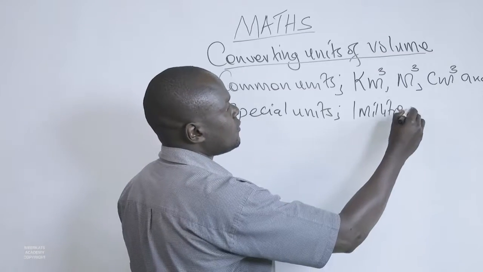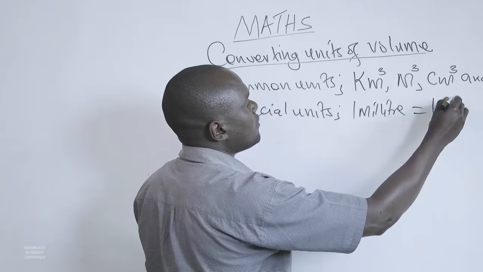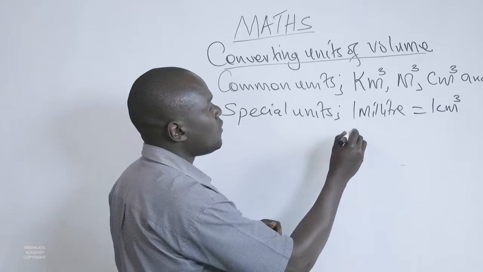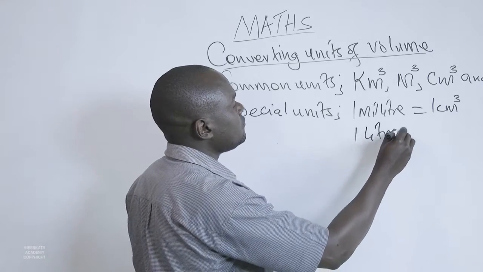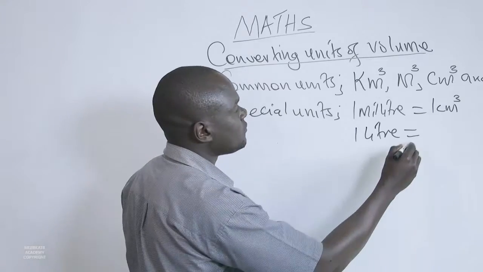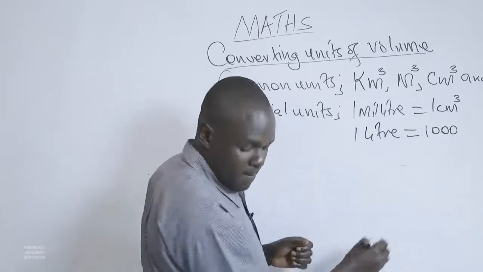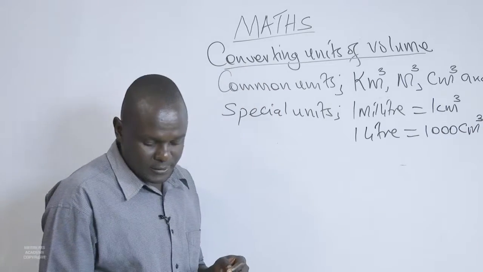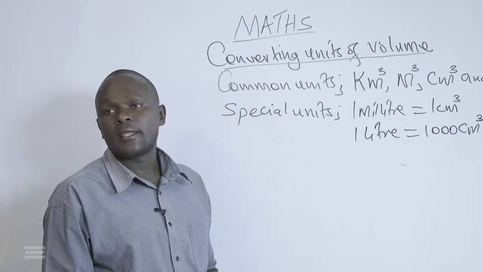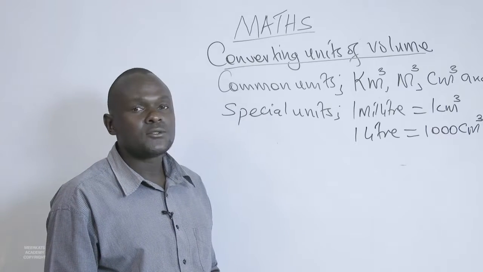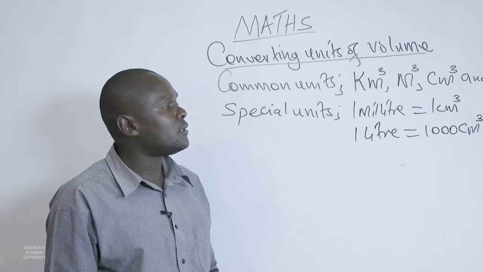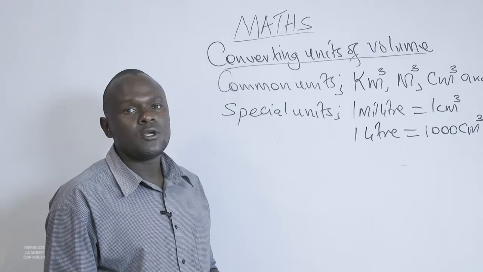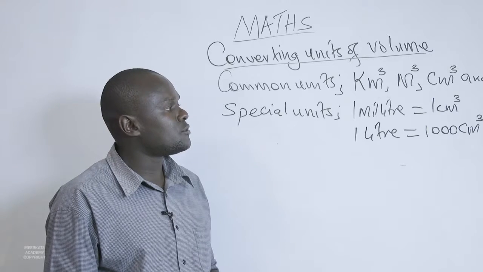One milliliter is equal to 1 cubic centimeter, and also 1 liter is equal to 1000 cubic centimeters. Just like the way we did in our previous lesson, we tried to come up with a chart that can help us to move from one unit to another during conversions.